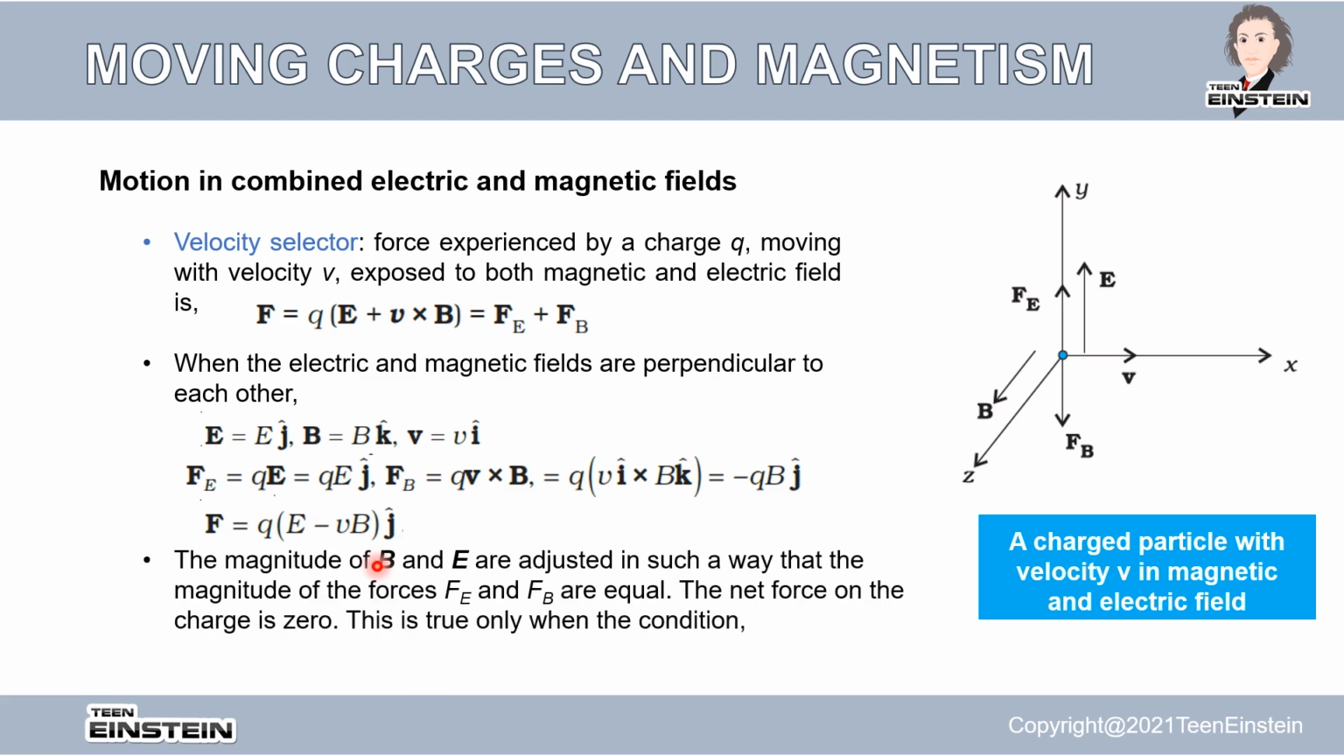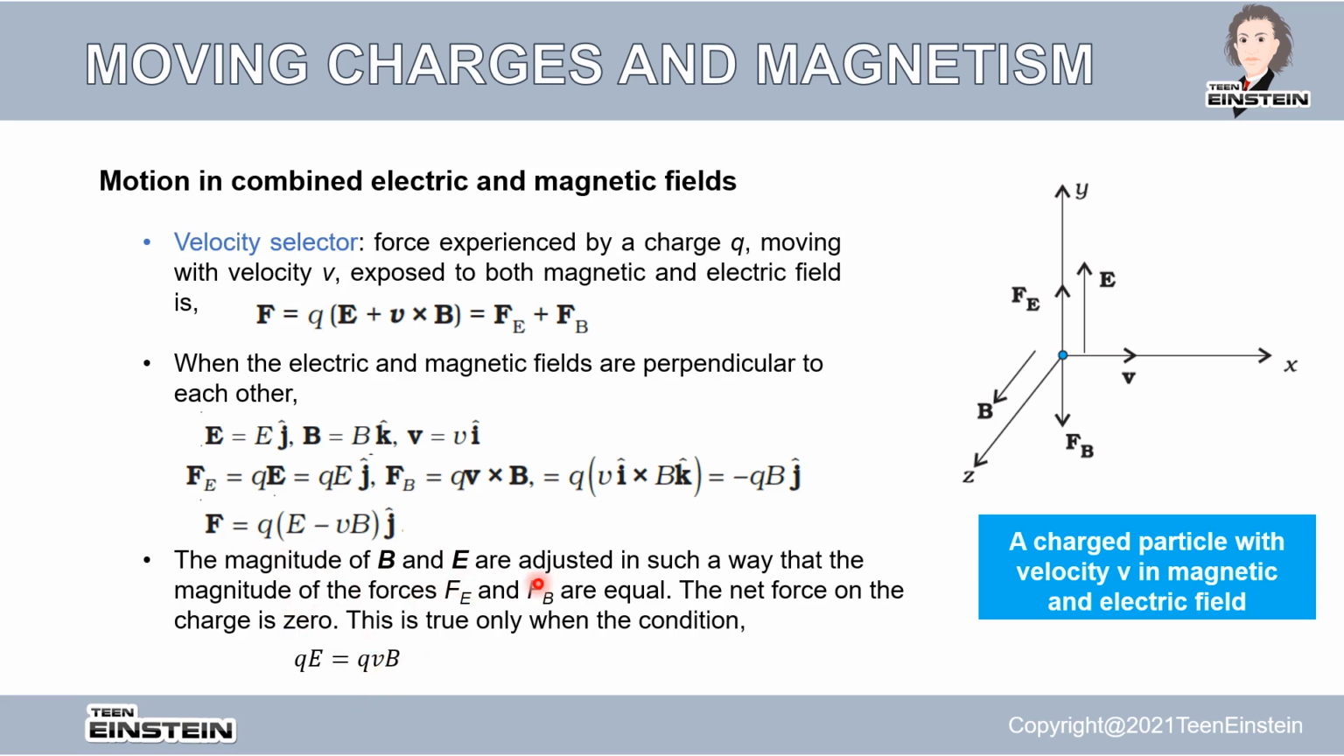Now, what if this force is 0? What if the net force is 0? Let's assume a special condition when the net force is 0. If the net force is 0, then the particle that is moving along the x-axis will go without any disturbance. In other words, it will go undeflected, right? So what is the condition for this net force to be 0? It is qE equal to qVB. So if you equate F equal to 0, then it means qE equal to qVB.